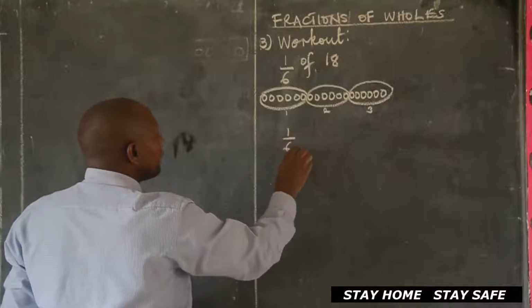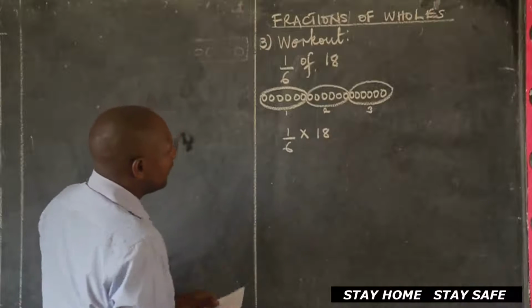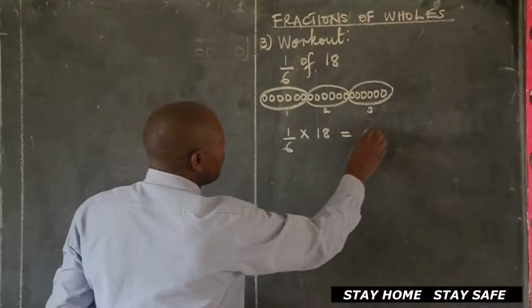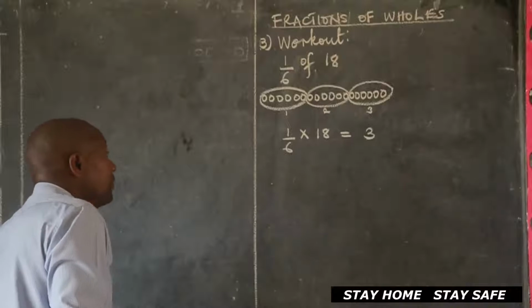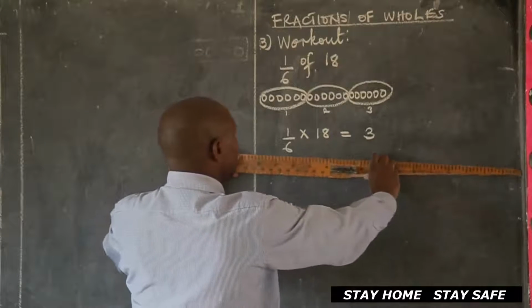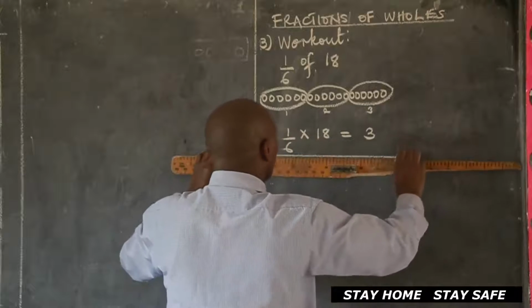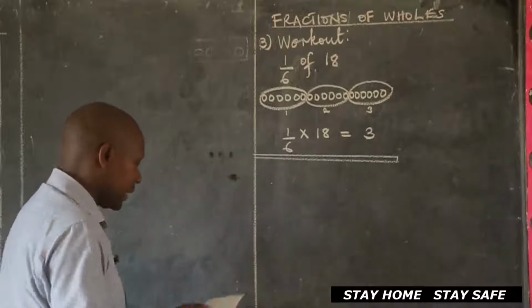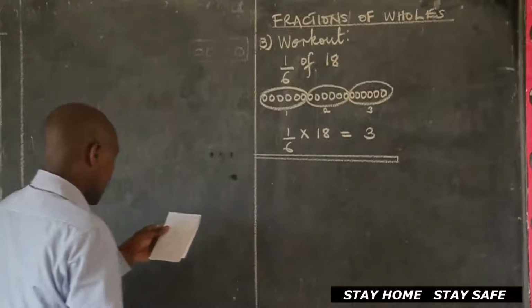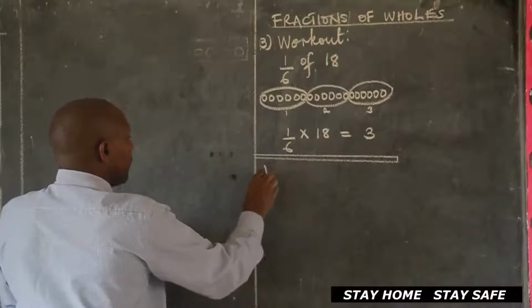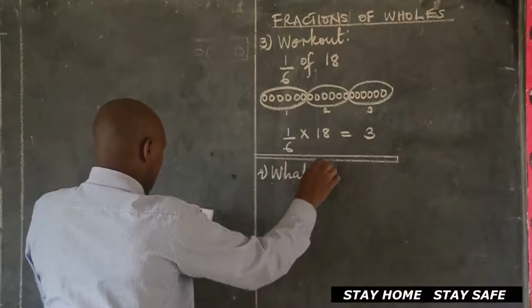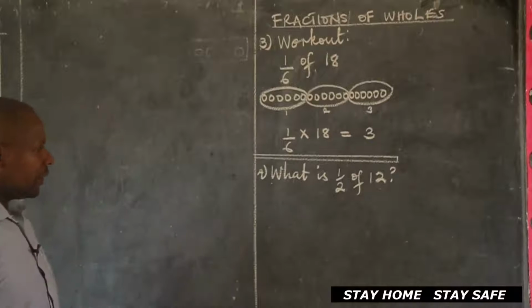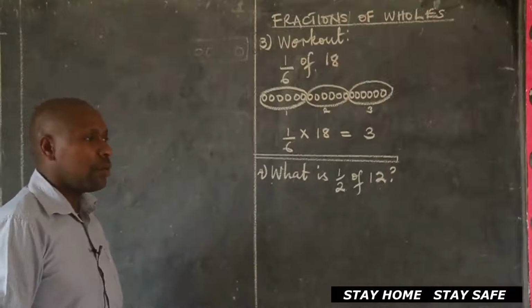3 groups. What does this one mean? It means if I have a 6th times 18. I think I explained this one. Of means times, okay? We write the answer of the groups we have formed. And the answer is as simple as 3. Hope you underlined your answer very well. And we go to number 4, which was saying, what is a half of 12?